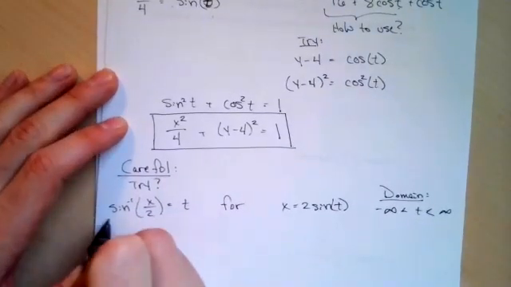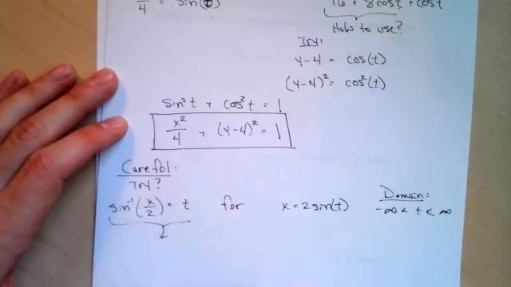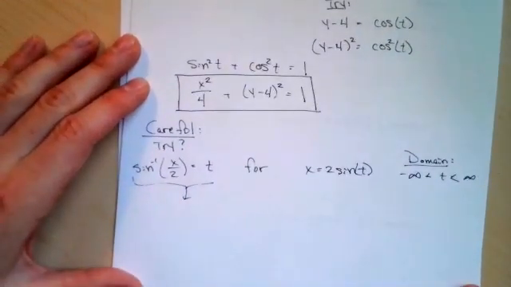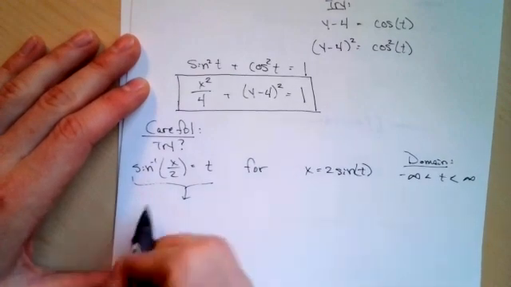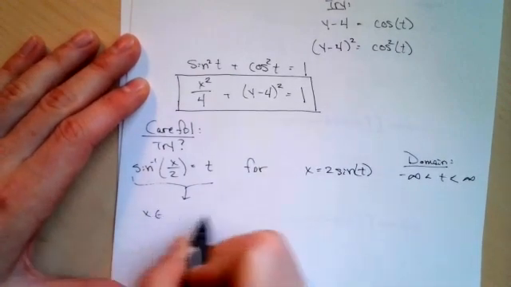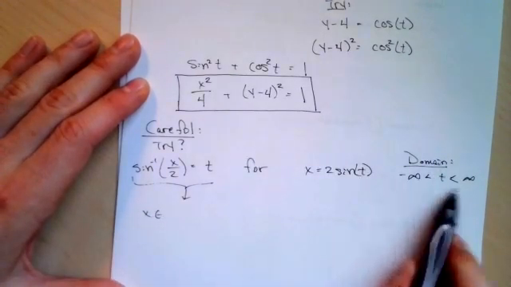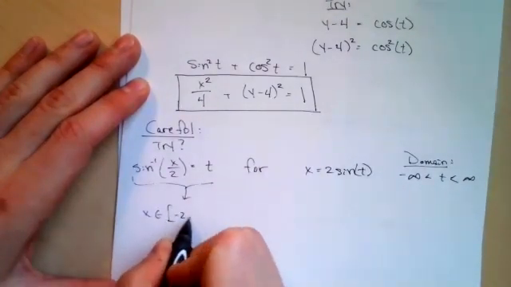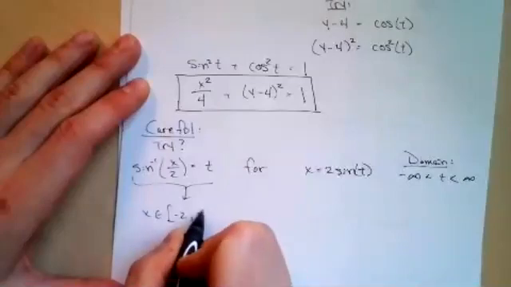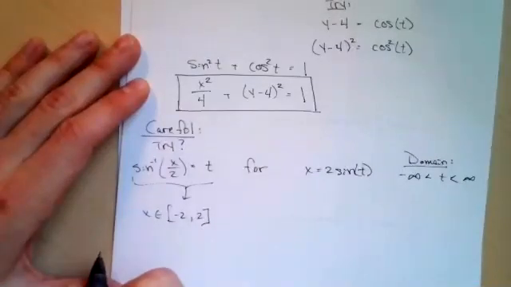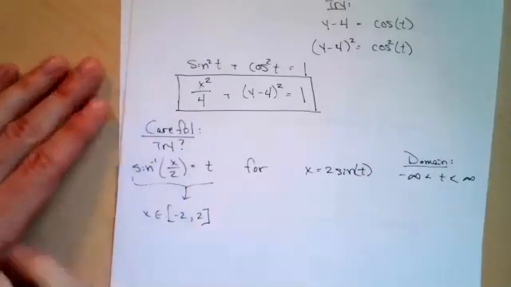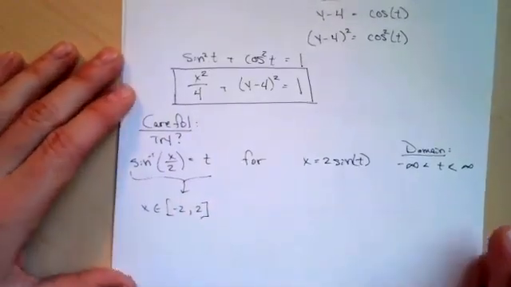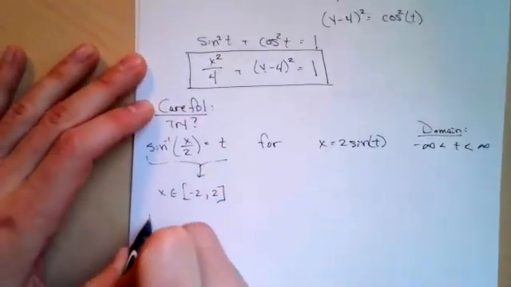But what's going to happen here? Well, our x, if t is going to be between minus infinity to infinity, x is going to be between minus 2 to 2. Arcsine is going to spit out what values?